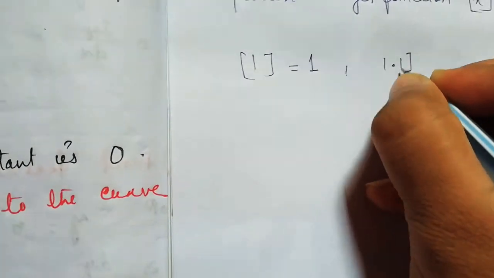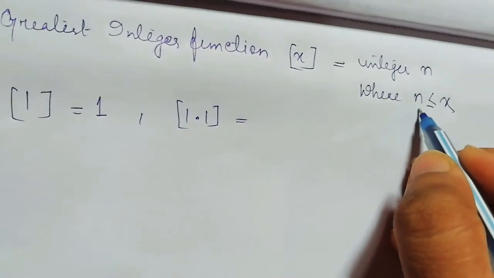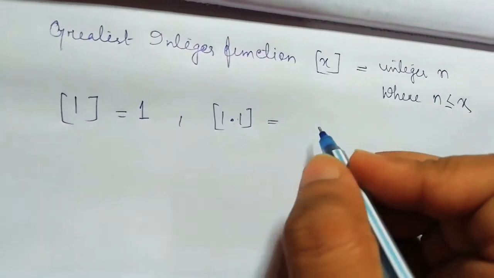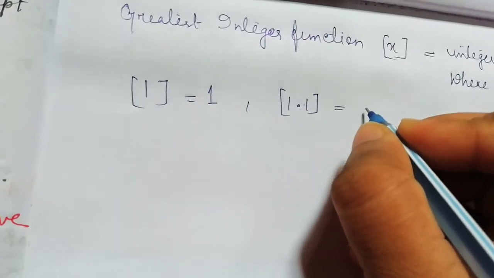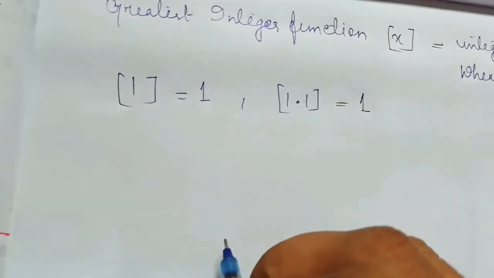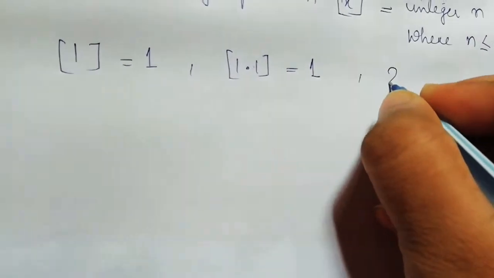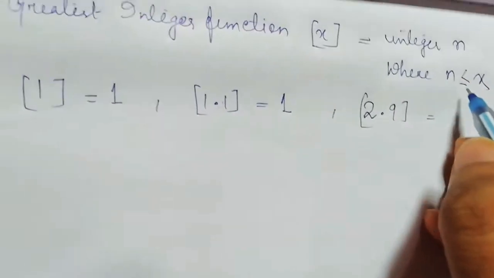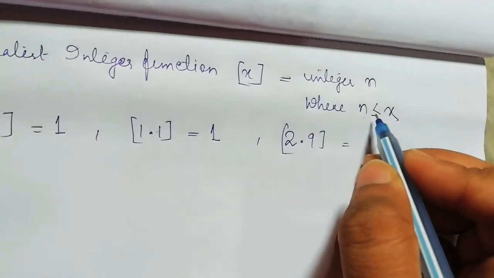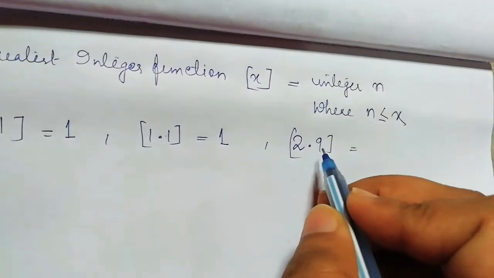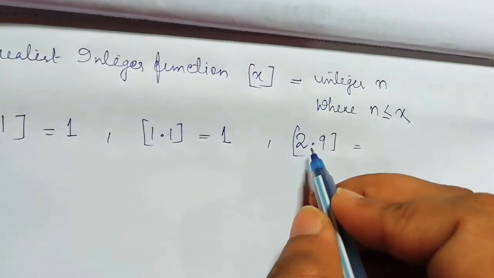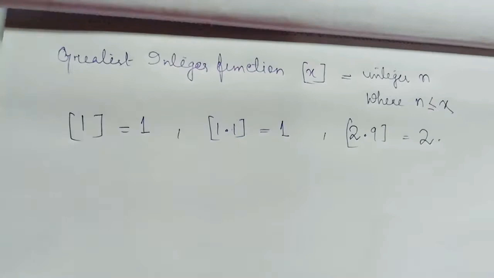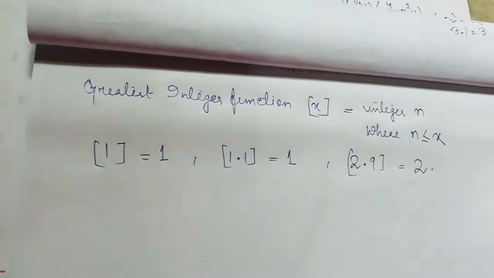If it is 1.1, we'll apply this rule: the integer which is less than 1.1, but it has to be an integer, so the greatest integer function of 1.1 will again be 1. Same way, the greatest integer function of 2.9, according to the definition, has to be less than or equal to an integer. So the greatest integer function of 2.9 is 2. So we all are clear what the greatest integer function is.